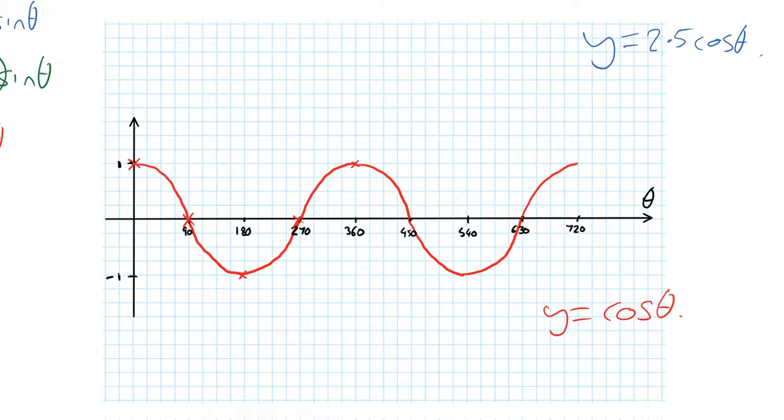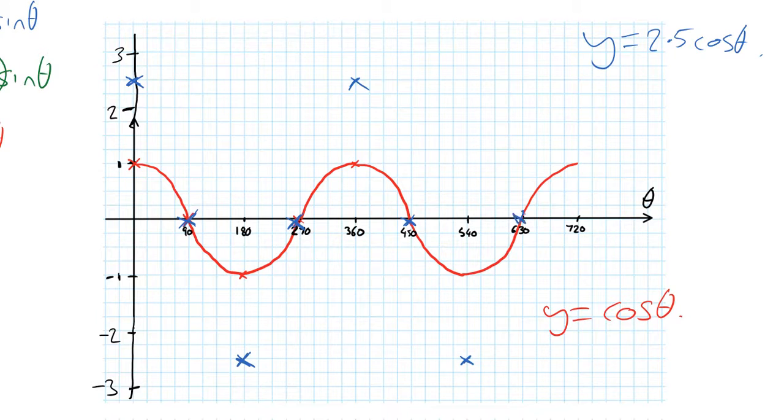So let's extend our axes. You will be using a ruler for this when you do this, of course. There's 2. There's 3. There's -2. There's -3. So if we were originally at 1 and we're multiplying 1 by 2.5, clearly we're going to be at 2.5. If our original graph gave us 0, 2.5 times 0 is still 0. If we had -1, we'll now be at -2.5, and so on and so on. So we can clearly see where to mark our points.